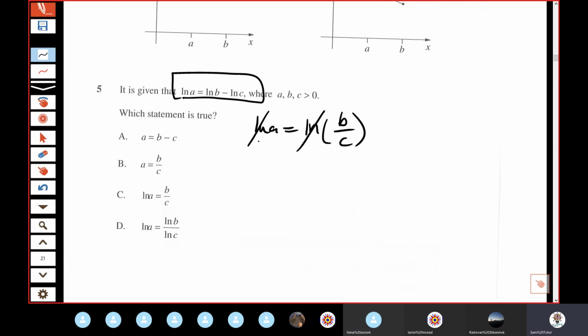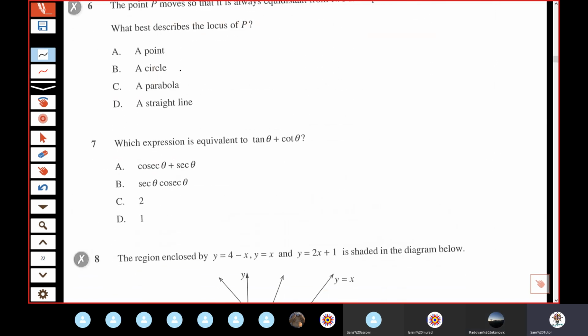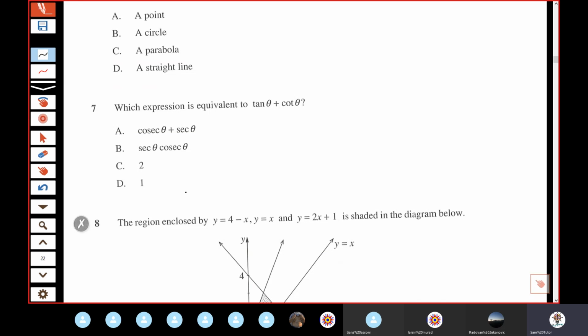Exponentiate them, cut the logs out, whatever you're used to. Go on. You've got A equals B on C. So it's actually B. See, Rad? Oops. Looks like it's either these two, because that's what they're there for, to direct your brain towards them, but it's wrong. All right, all good.